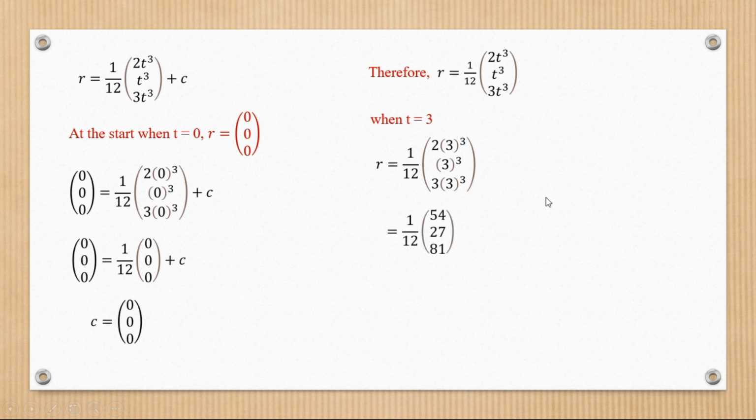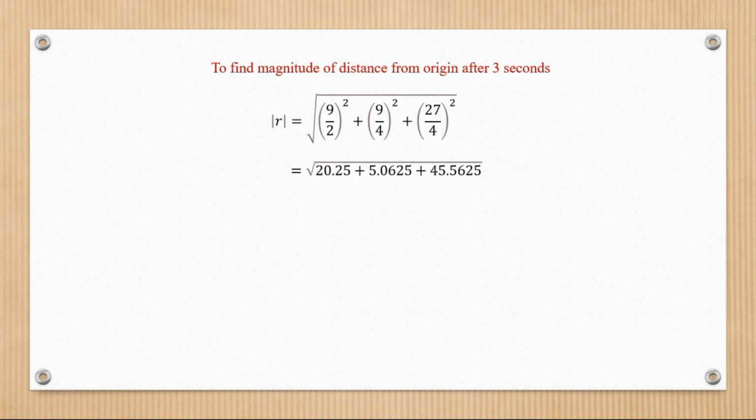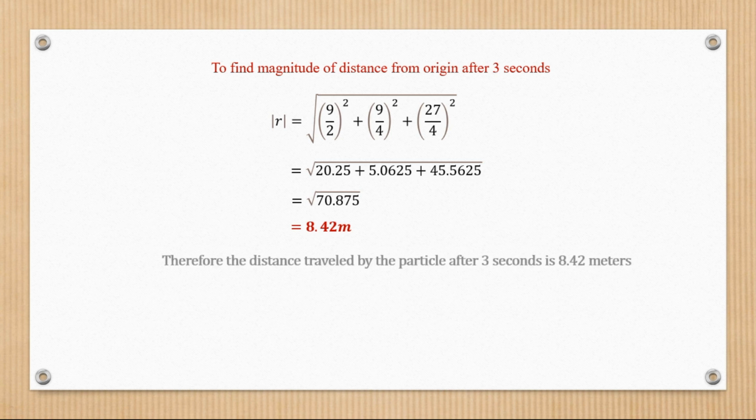So this is what I'll have. Multiply everything inside and convert them into ijk, and this is what I'll have. Next I'm going to multiply the 1 over 12 inside because I need to find the distance. So now I have 9 over 2 i plus 9 over 4 j plus 27 over 4 k. To find the magnitude of the distance from origin after 3 seconds, I'll have it this way. Now square everything, and then I'll have the square root of 70.875, which is 8.42 meters. Therefore the distance traveled by the particle after 3 seconds is 8.42 meters.